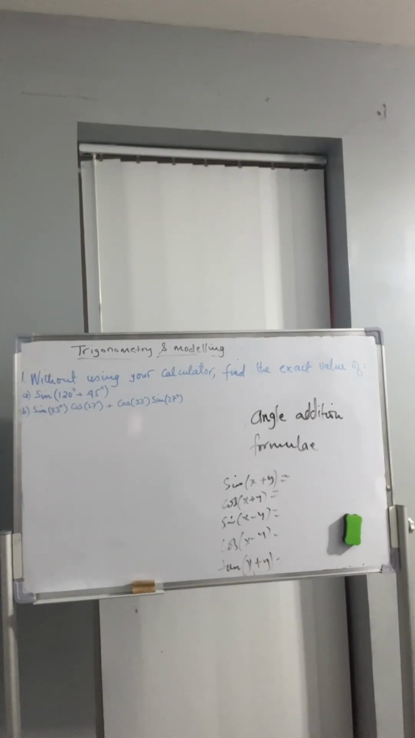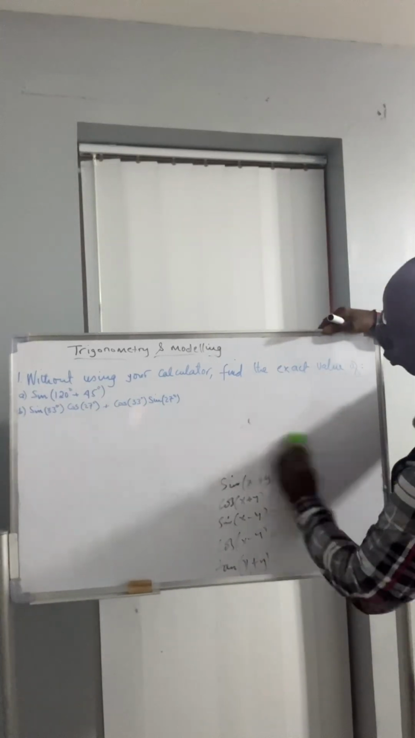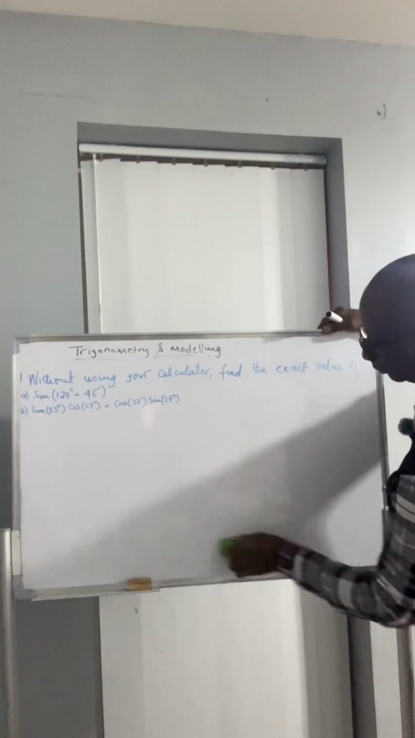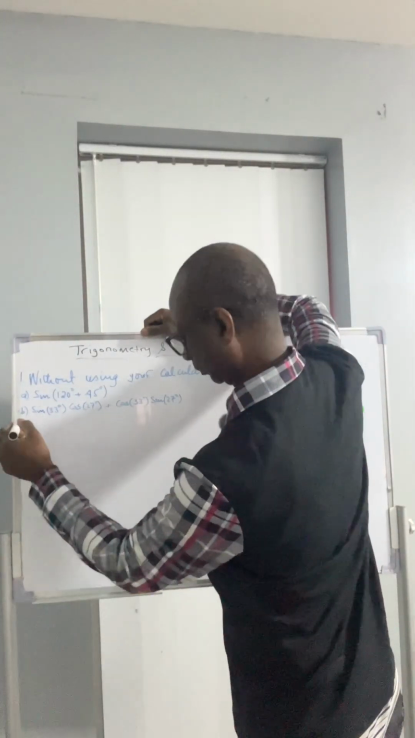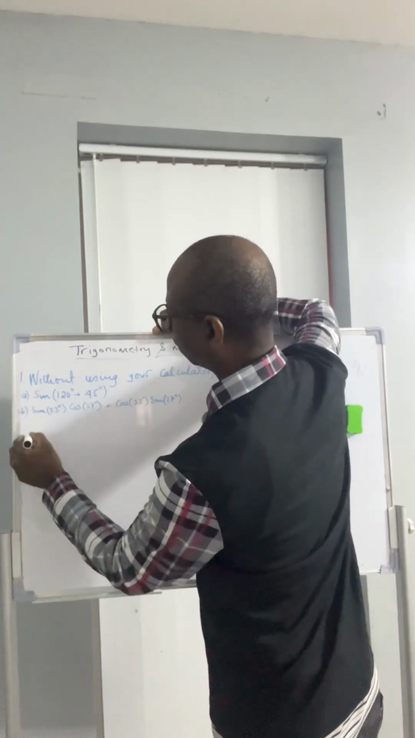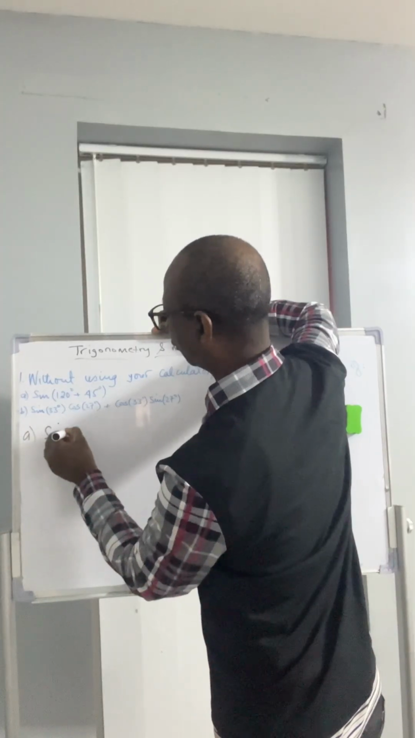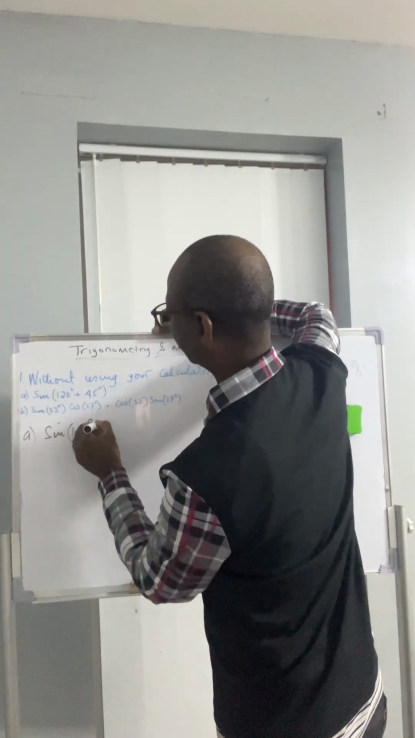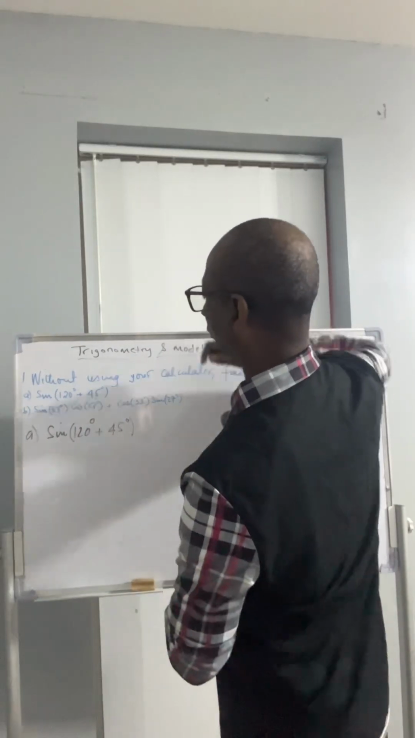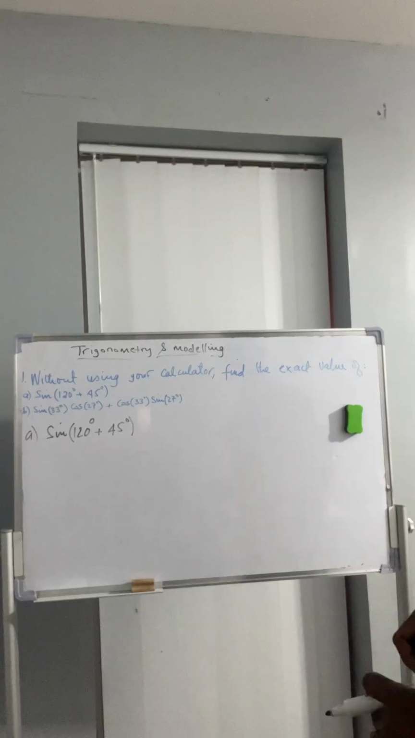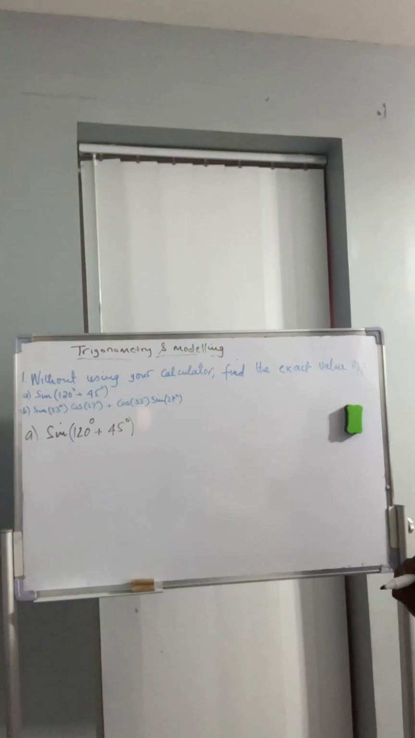So, question 1 says, let's look at this one here. We are looking at A. It says sine of 120 degrees plus 45 degrees. You are not allowed to use a calculator. Evaluate this. Find the exact value of this one.